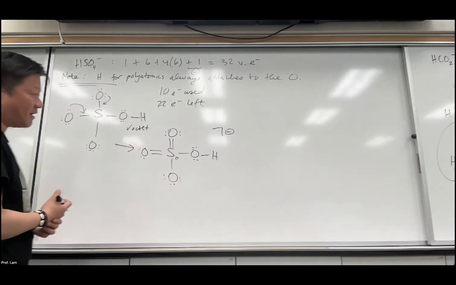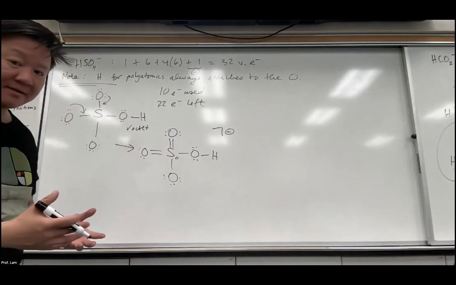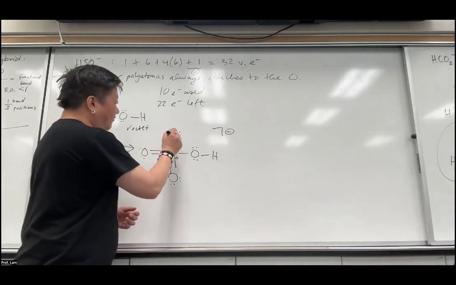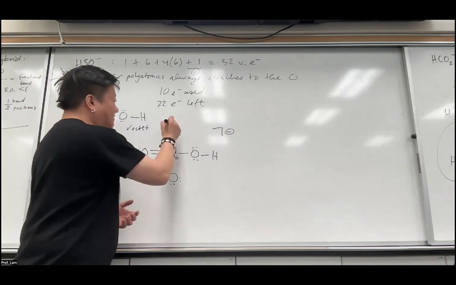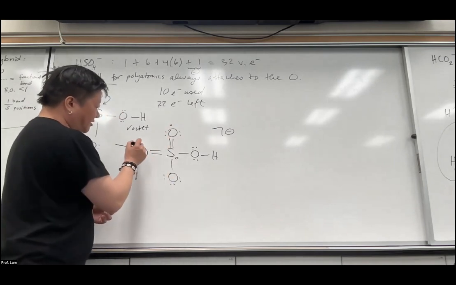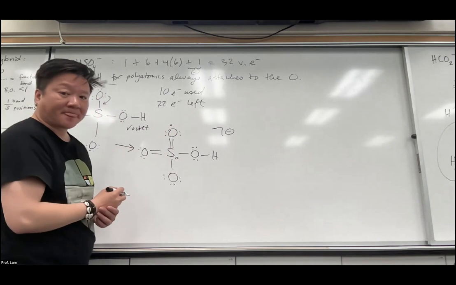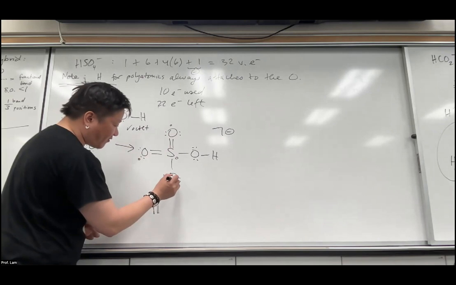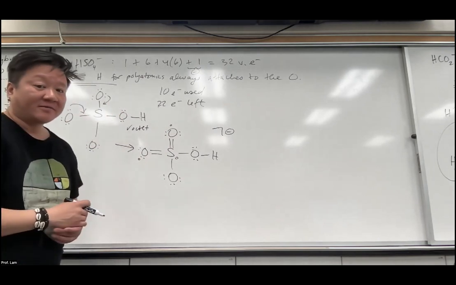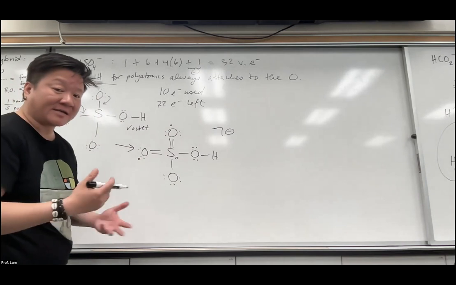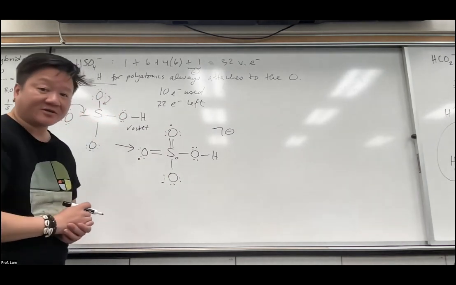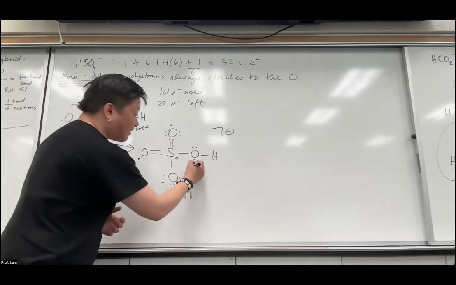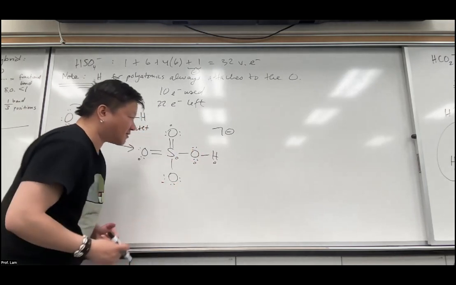That's your goal, to get sulfur down to 0. And then the oxygen here: 1, 2, 3, 4, 5, 6. It should have 6, so 0. This oxygen, 1, 2, 3, 4, 5, 6. Should have 6, so 0. This oxygen, 1, 2, 3, 4, 5, 6, 7. 7 is too many. It has an extra, so it's going to be negatively charged. This oxygen, 1, 2, 3, 4, 5, 6. Great, that one's 0. And our hydrogen is also 0.